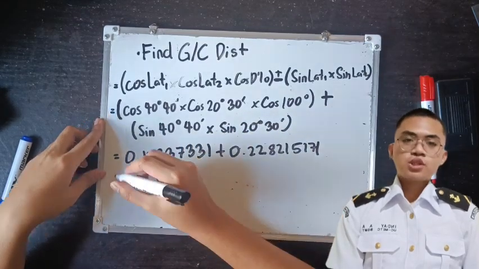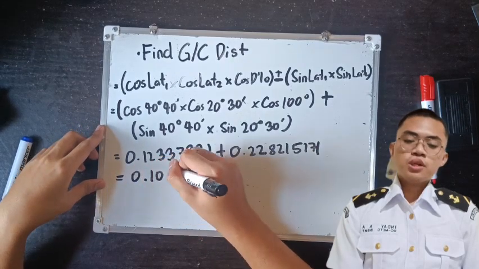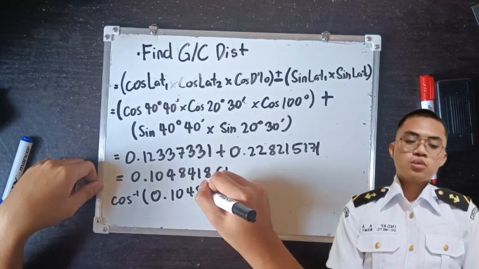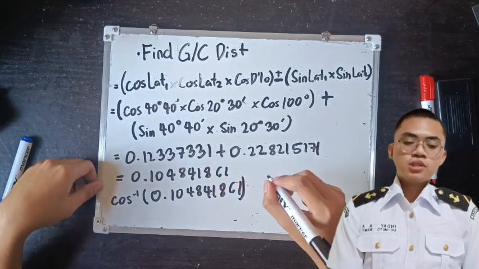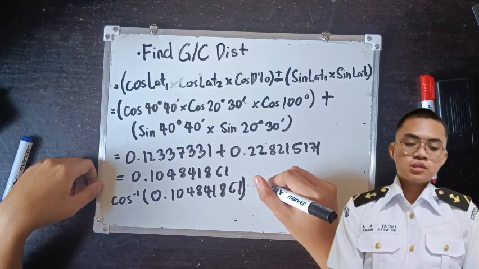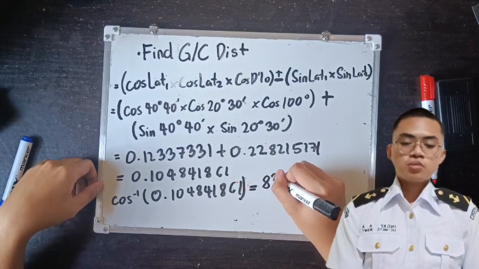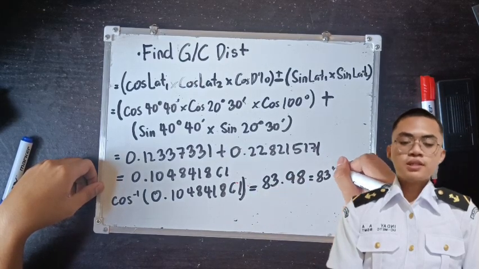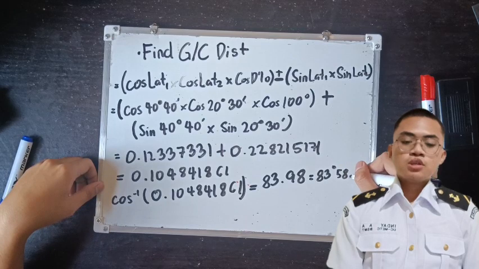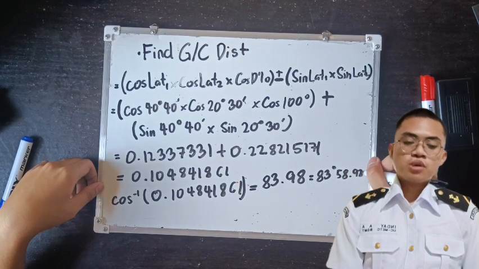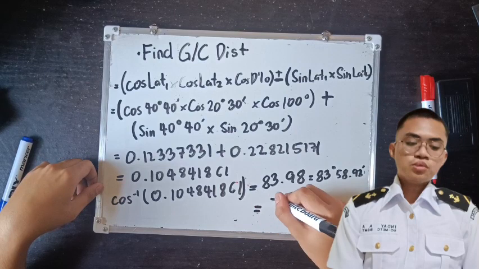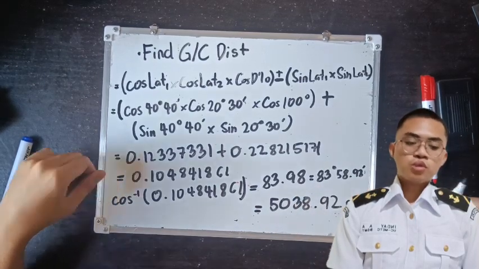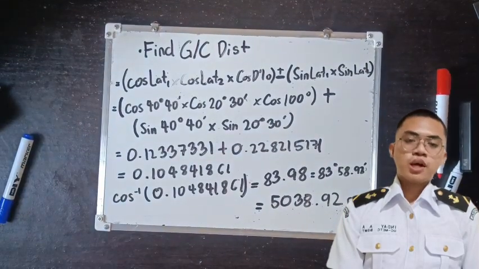Now, the answer will be negative 0.12337331 plus 0.22821517, which is equal to 0.10484181. And in the scientific calculator, we can use the function shift cos, which gives 83.98 degrees, or 83 degrees 58.92 minutes, which is also equal to 5038.92 miles.